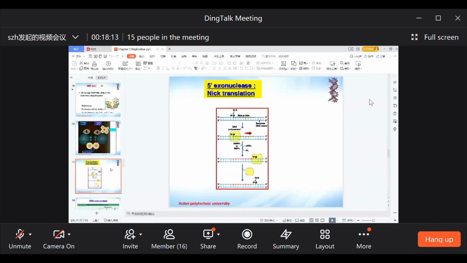In this figure you can see the 5' exonuclease, then nick translation, then cutting and elongating the offspring DNA, and finally DNA ligase begins to work and links the fragments together.